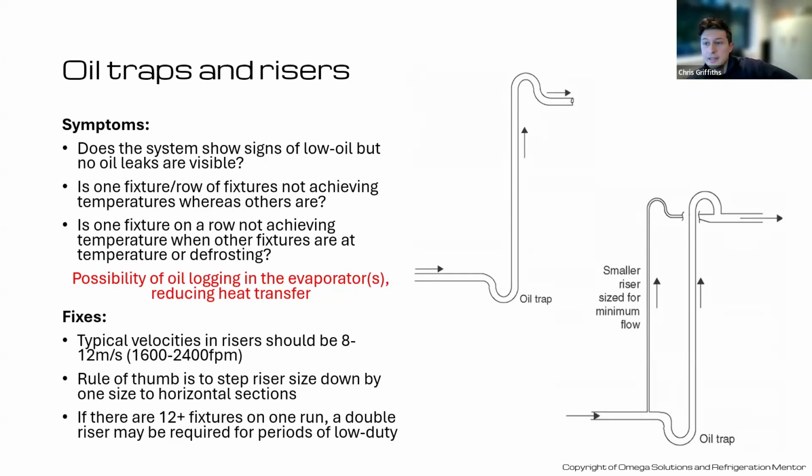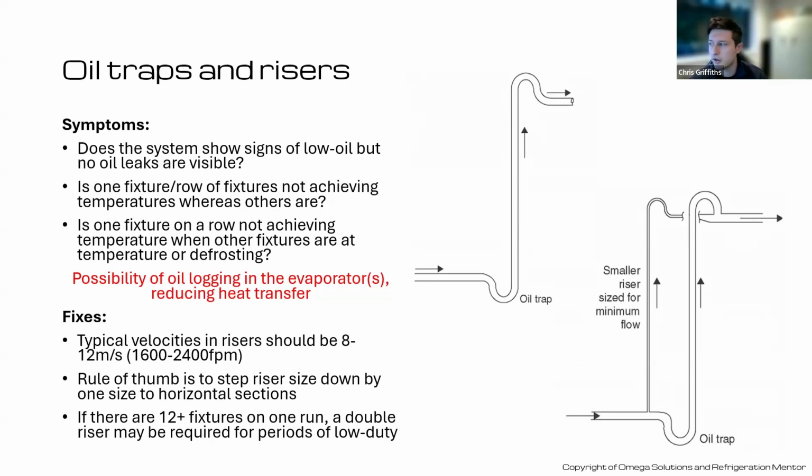Another side of this is one fixture on a row not achieving temperature when the other fixtures are satisfied, or if they're defrosting. Well, that could well be a case that oil is trapped inside that system, and it's not able to force its way back up our riser, back to our suction pipe and carry on the flow. So it could well be a case that an oil riser is insufficiently sized or it's not present at all.